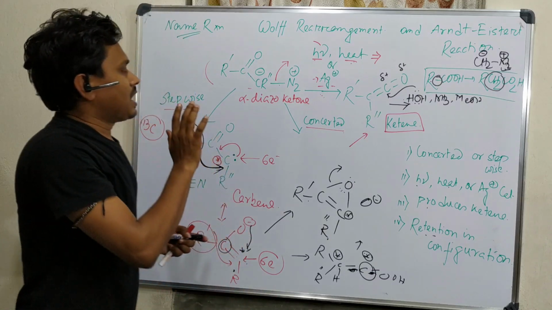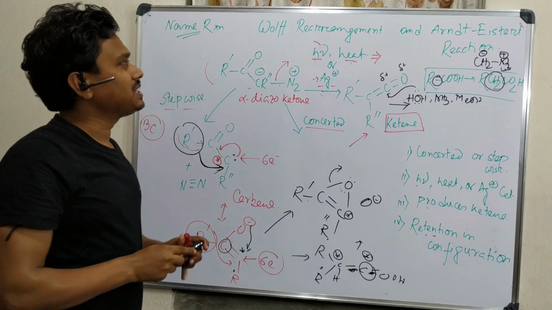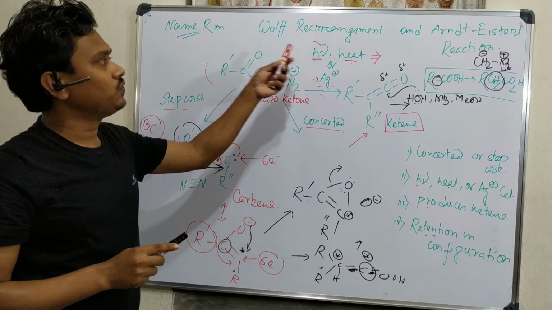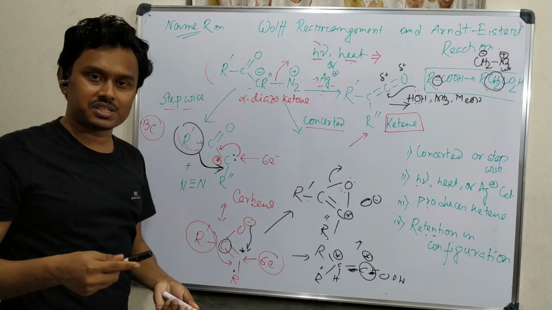Okay, so this is the utilization of this ketene. So I will stop here. In the next video I shall give some examples of the Wolff rearrangement as well as the Arndt Eistert reaction.